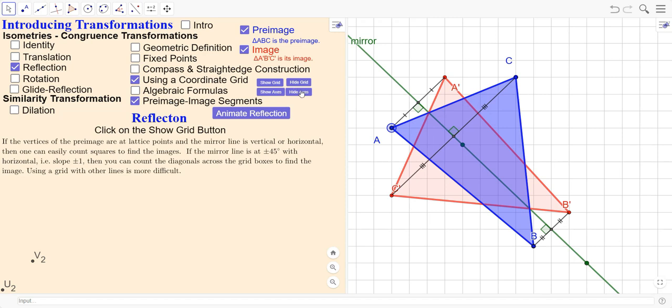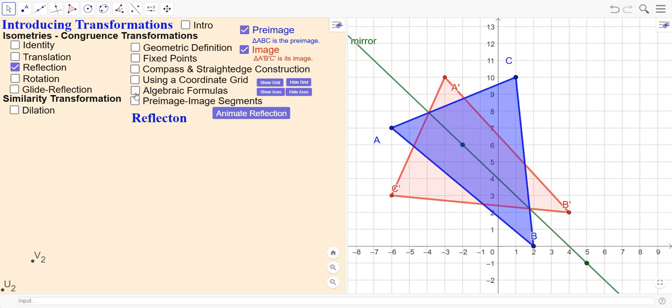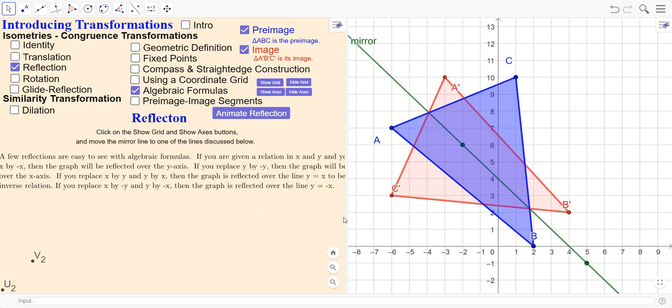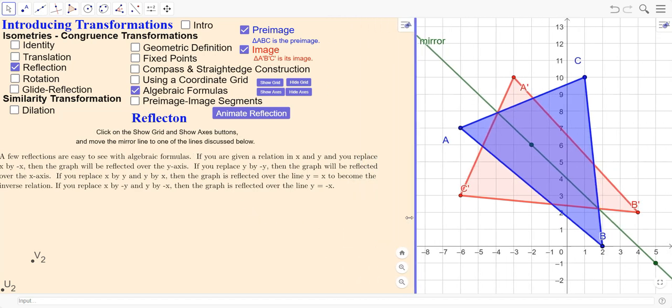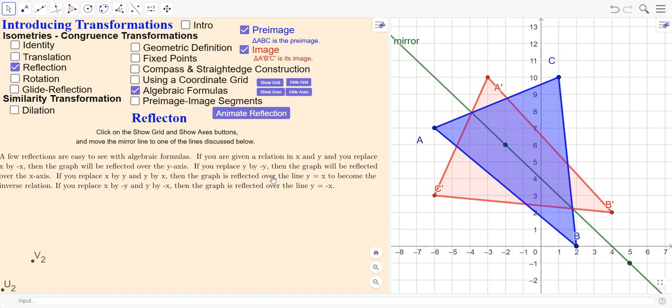Okay, what if we add axes to this and then try to put coordinates with this? It turns out that this can help give us some algebraic formulas that work out nicely. And a few of those are easy to see. If you start with the relation in x and y, you replace x by minus x, then the graph will be reflected over the y-axis.